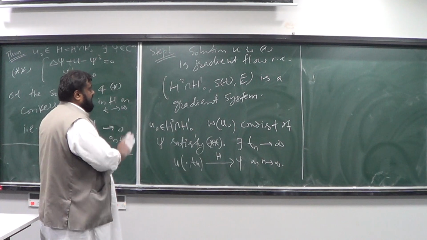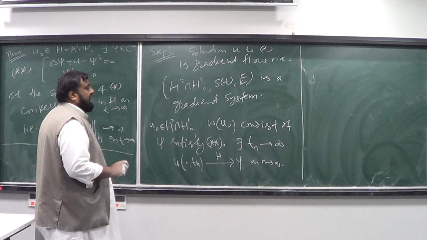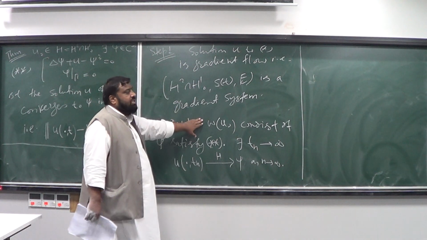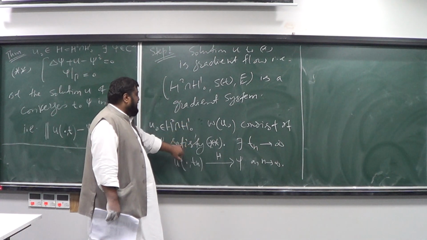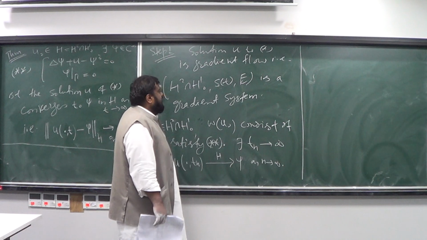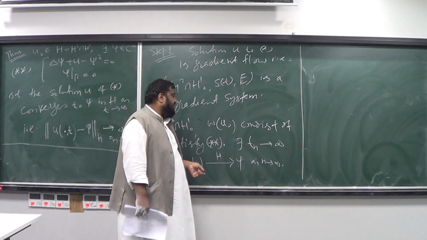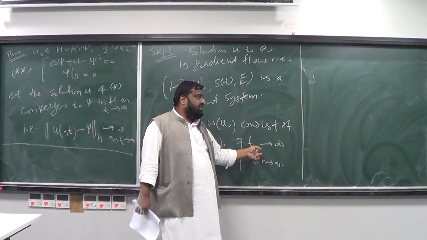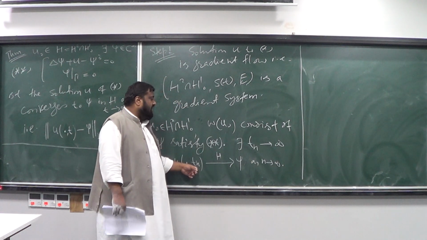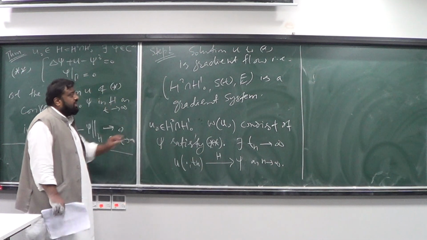So this is a conclusion that we already know from our last lecture, that since this is a gradient system, omega limit sets consist of such equilibria, the stationary solutions of your nonlinear evolution equation, and the psi that belong to the omega limit set has the property that there exists a sequence t_n going to infinity such that u(t_n) approaches psi in H norm as n goes to infinity. So this is a conclusion that you have.